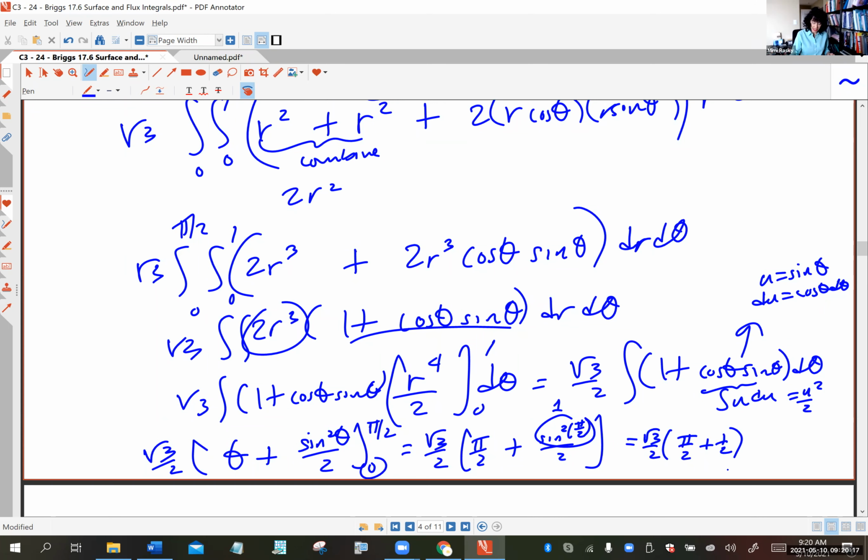You can leave it like that. Or if you like, you can maybe rewrite it a little bit by pulling out the half. I don't know if that makes it look any better. It's still a weird number. Anybody get that?